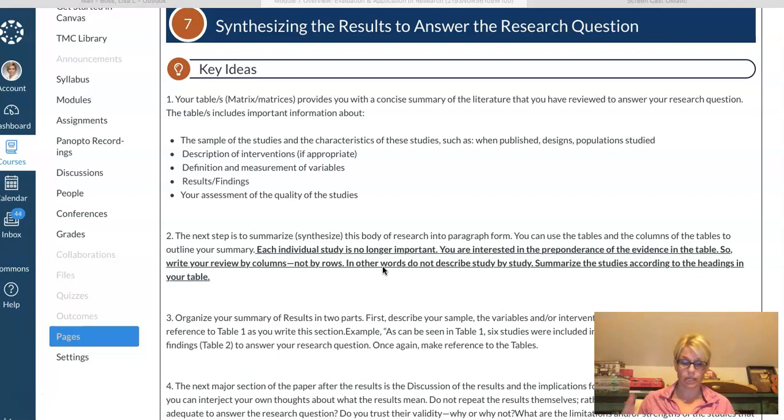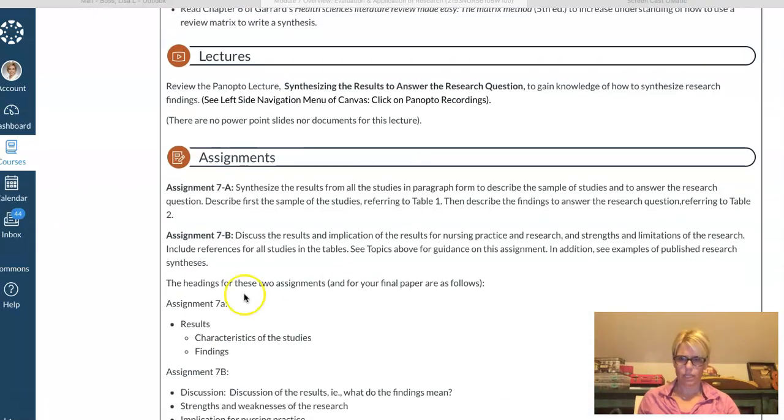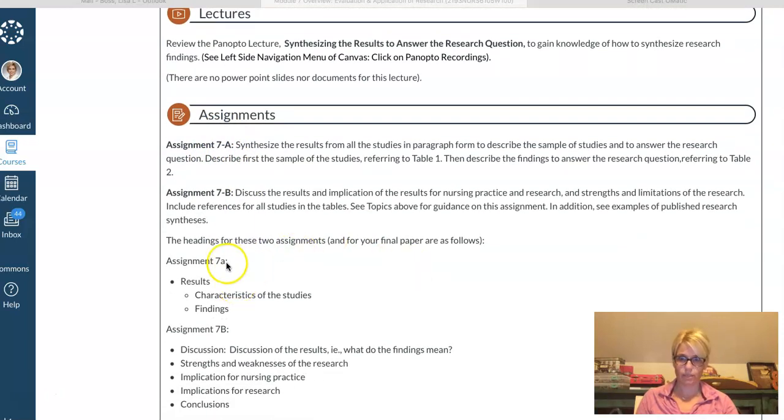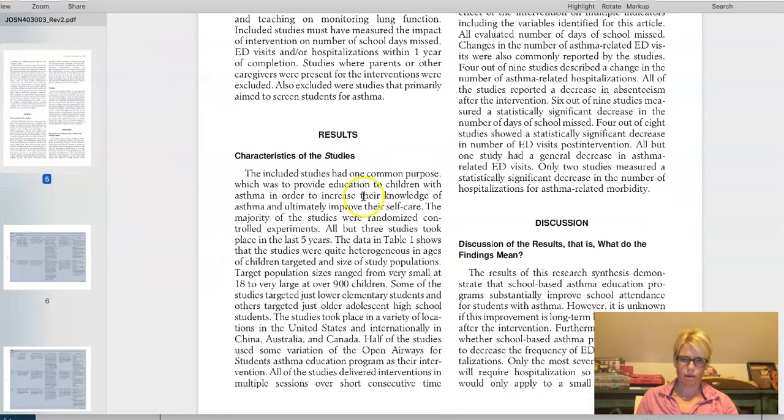That's really called an annotated bibliography, and that's not what we are doing here. We are synthesizing the evidence. So we are interested in the big picture, not each individual study. So let's see, I'm going to go down here. It says here in assignment 7A, your headings should be for assignment 7A, results, characteristics of the studies, and findings. So I'm going to show you a couple of examples and some of my comments with that.